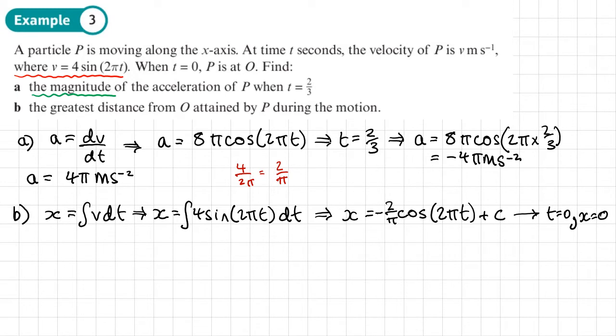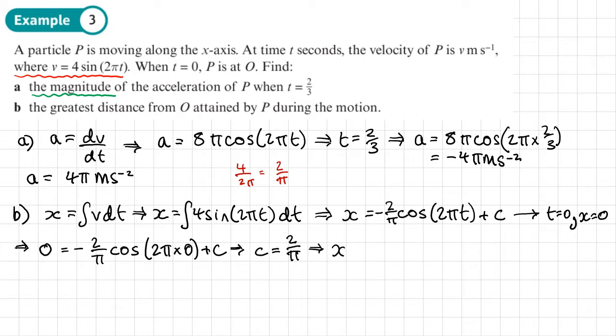We plug those in. So x is 0, equal to negative 2 over pi cos 2 pi times t, which is 0, plus c. So we can work out what c is. So here we've got the cosine of 0. Remember, the cosine of 0 is 1. So this whole part here is 1. So we basically have 0 equals negative 2 over pi plus c, which means that c must equal 2 over pi.